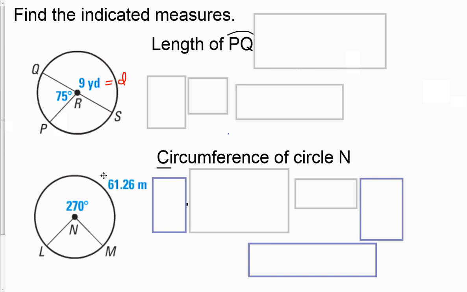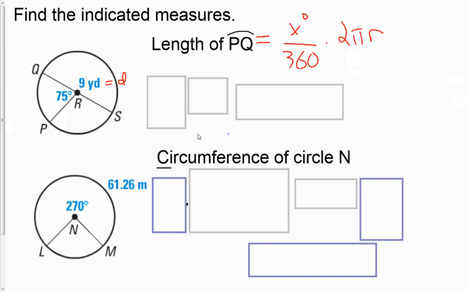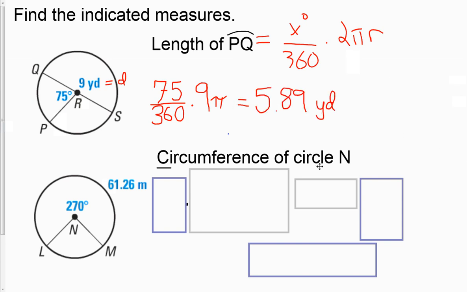So 9 yards is the diameter. We're going to need the formula. 75 over 360, there's our formula: angle over 360 times 2 pi r. Well, we've got the diameter. This is 2r, right? So 75 over 360 times 9 pi. So we could use pi d, and we get 5.89 yards.